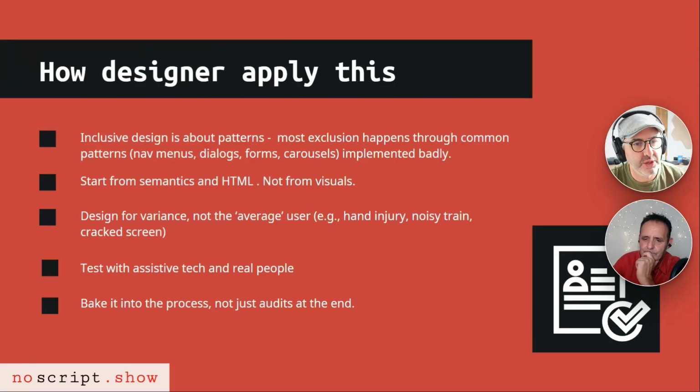I'll just read them through again. So inclusive design is about patterns. Most exclusion happens through common patterns, for example, navigation menus, dialogues, forms, carousels, etc., which are implemented badly. They start from semantics and HTML, not from visuals. Design for variance, not the average user. For example, hand injury, noisy train, cracked screen. Oh, cracked screen. That's an interesting one. Test with assistive tech and real people, and bake it into the process, not just audits at the end. That's the last one there, the number 5.